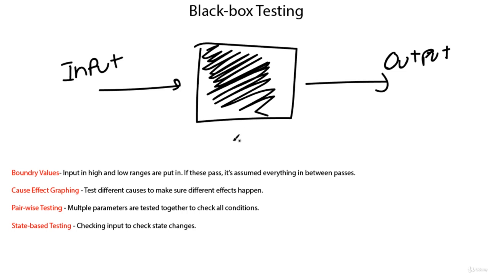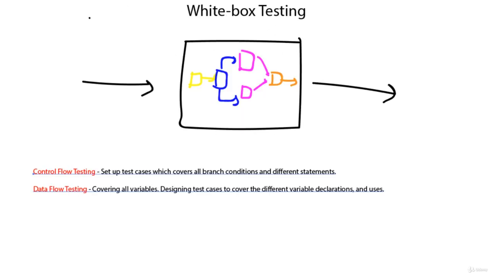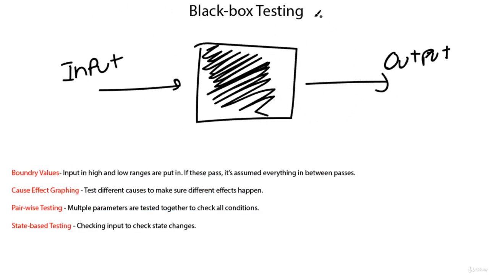Now, there can be white box testers as well. They're just going to have to spend some time learning the interiors of the code. That's what we're going to talk about over here, white box testing. But with black box testing, we have an input, we have an output. We put in different input, we get different output. And we're just checking to see.